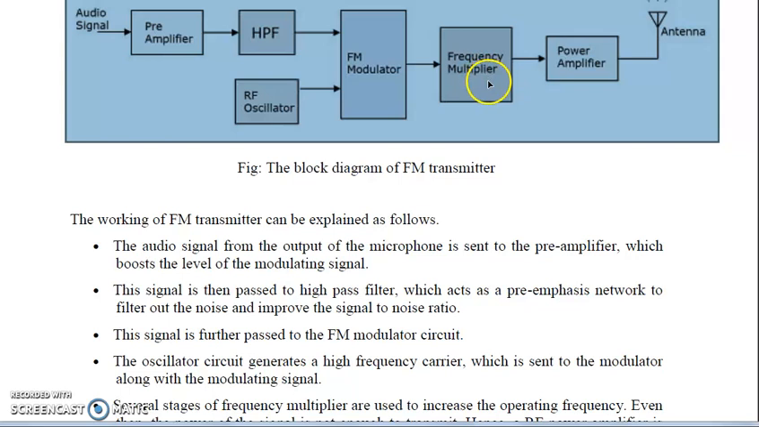So, frequency multiplier multiplies the frequency of the modulated wave. It can be doubled, tripled, or many times it can be done with the help of frequency multiplier. This frequency multiplier performs the multiplication of frequency of the modulated wave, while the power amplifier boosts the power of the modulated signal. So, in both the terms, frequency wise and power wise, they are boosting the signal, and then they are fed to the antenna, and antenna performs the broadcasting in the air.